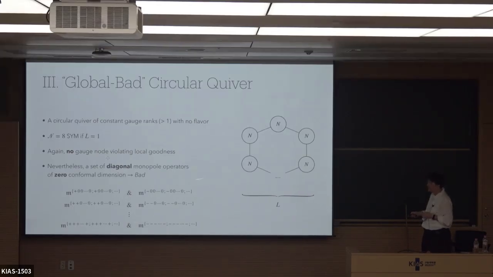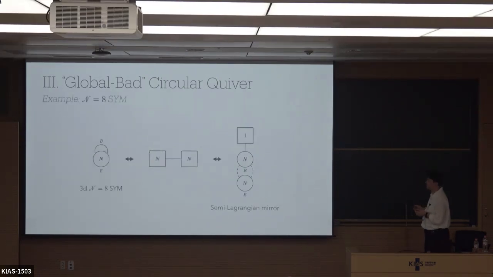Nevertheless, there are a set of diagonal monopoles of 0 conformal dimension. So you can turn on unit flux for each gauge node, or twice the unit flux like this. It's not +2, it's +1, and so on. And all those monopole operators have 0 conformal dimension naively. Okay. Then what's the mirror dual of this theory?